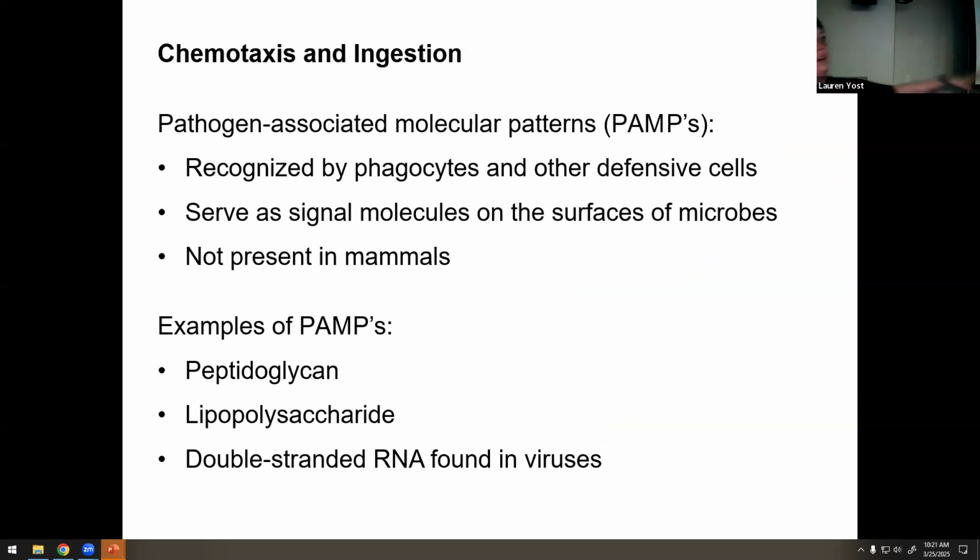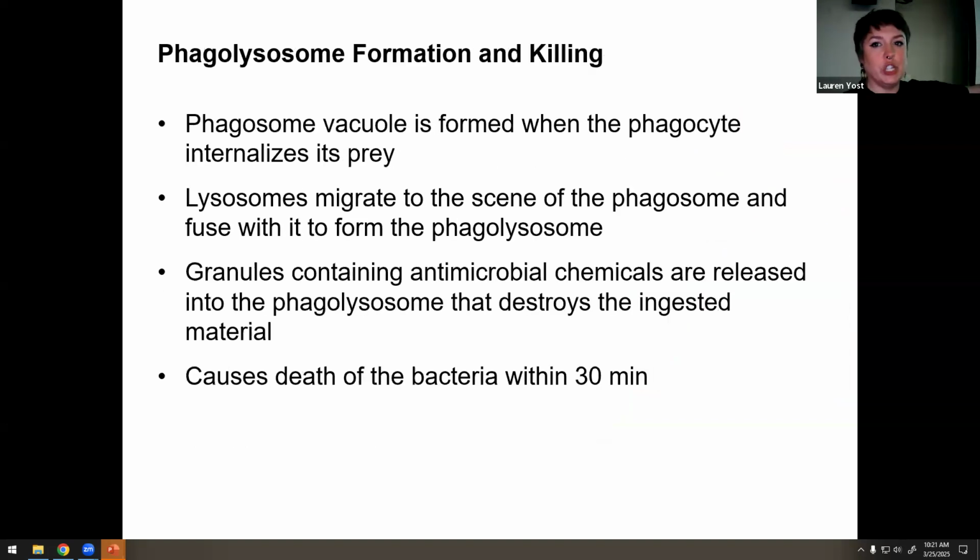Being able to recognize first that the pathogens are not self, we can recognize them through those PAMPs, and we also have markers on our cells that we can be trained to identify as self markers. That's going to help with identifying things and knowing what we should ingest and what we shouldn't.